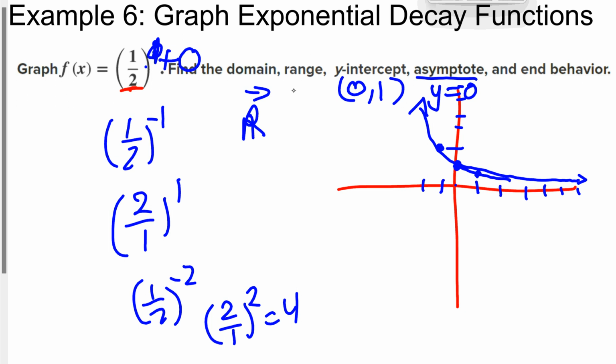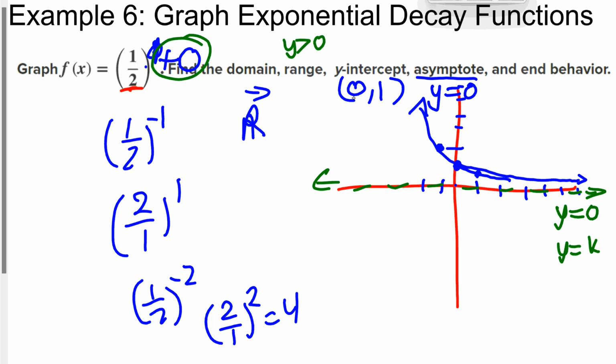Now what numbers do I get out? Well, everything above 0, because it doesn't cross this horizontal asymptote here. Draw that like that. y equals 0. This is always y equals k, what's being added after you take the exponent, okay? So our range is everything greater than 0. Y-intercept (0, 1). Asymptote is y equals 0.